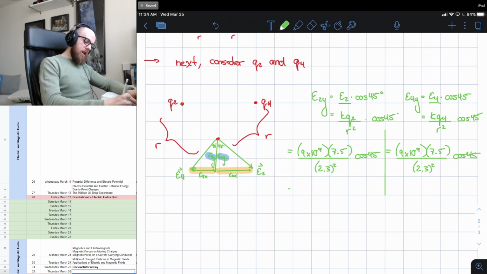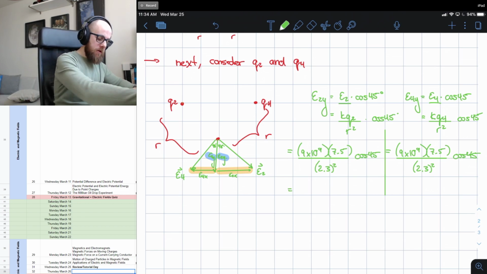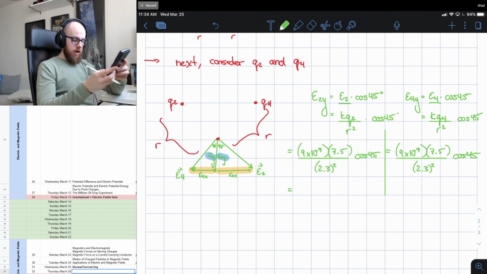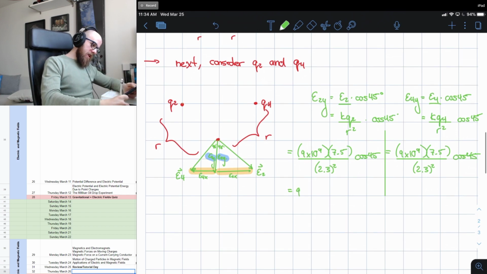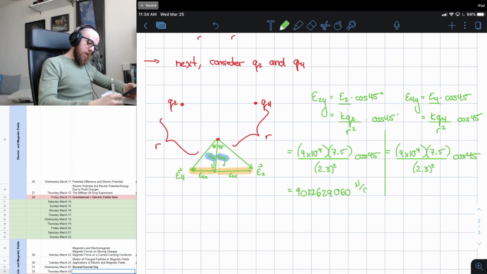Okay, and so then I can evaluate each of these separately. So calculator, 9 times 7.5 over 2.3 squared times cos 45. That's a really big electric field. 9,022,629,060 Newton per coulomb. Okay, and because the two charges are exactly the same, I'm going to get the exact same value again. 9,022,629,060 Newton per coulomb.